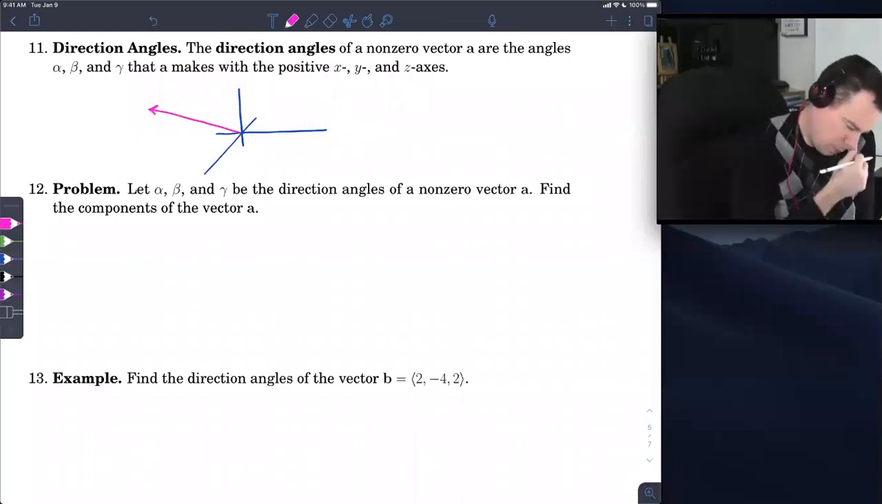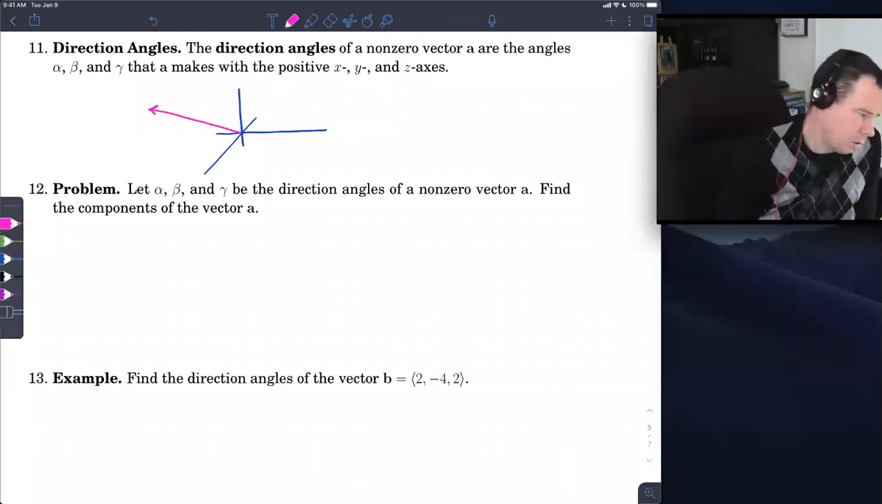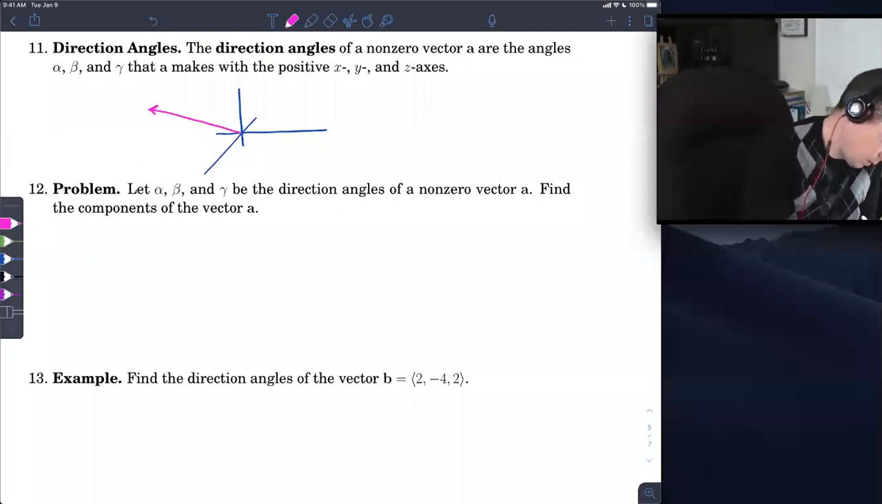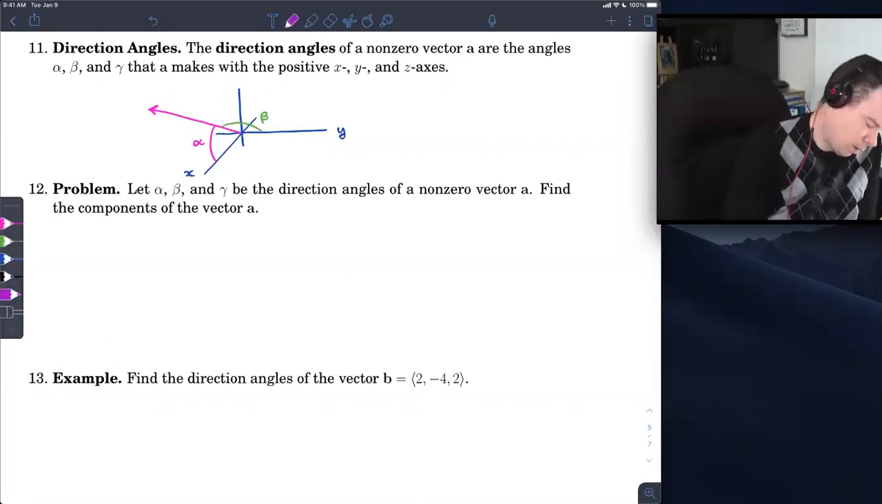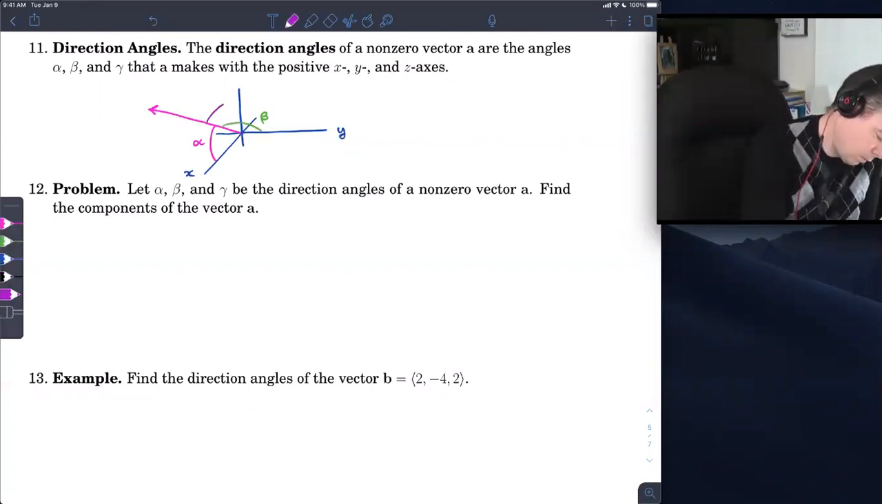So for that vector in space, there are some special angles to note. Let's put them in some colors here. The first angle is the angle that that vector makes with the positive x-axis. That's what we're going to call angle alpha. We could also look at the angle between that vector and the positive y-axis. That's what we'll call angle beta. And we could also look at the angle between that vector and the positive z-axis. That's what we're going to call gamma.